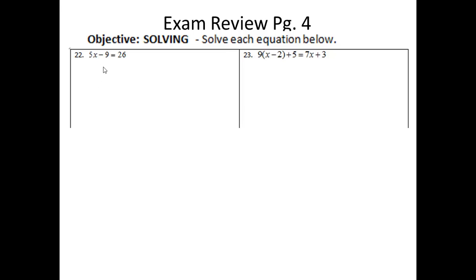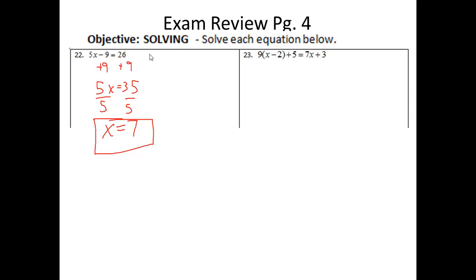Objective, we are solving equations. Again, we are trying to find a number or numbers that, when placed in for x, would make the equation true. So 5x minus 9 equals 26. This is Algebra 1A or prior to that type stuff, but important nonetheless. So we are going to add 9 to both sides, and we're going to see that 5x is equal to 35. And we're going to divide by 5 on both sides to get x by itself, and we're going to see that x is equal to 7. And that is our answer for number 22.